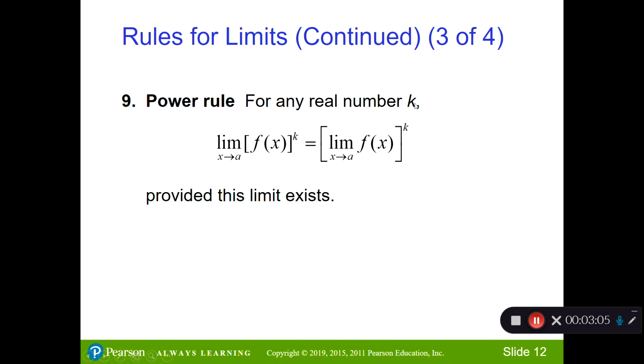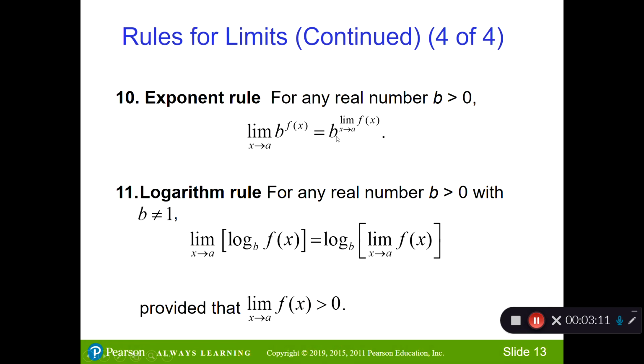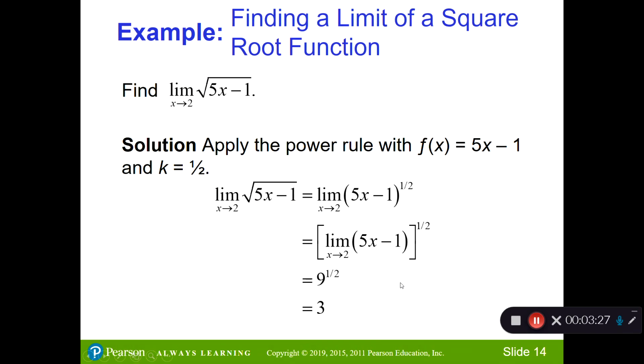For any real number k, I can just plug in and evaluate the function and then raise it to the kth power. If I have the limit of some number to a functional power, just plug in to that functional power up there. And with logarithms, it comes inside the log as well. All right, let's use that to evaluate. So all of this says, basically, just plug in and try to evaluate the function.